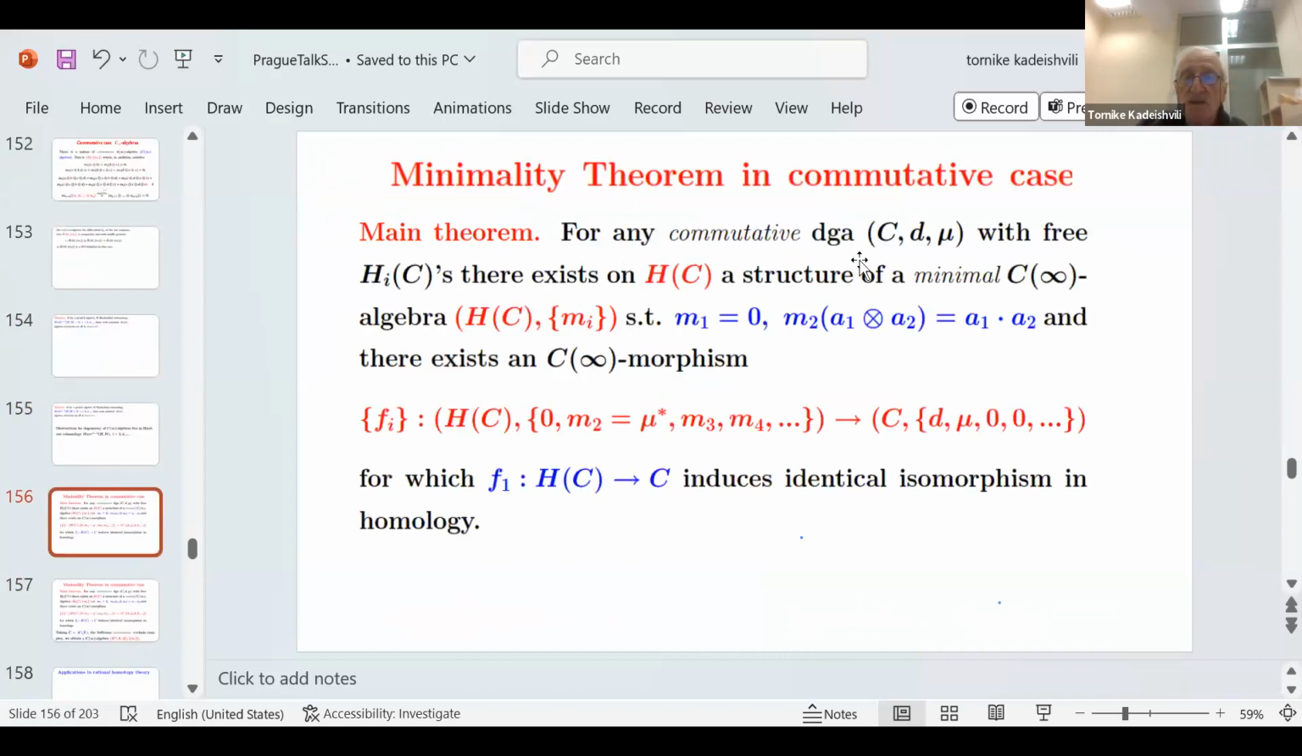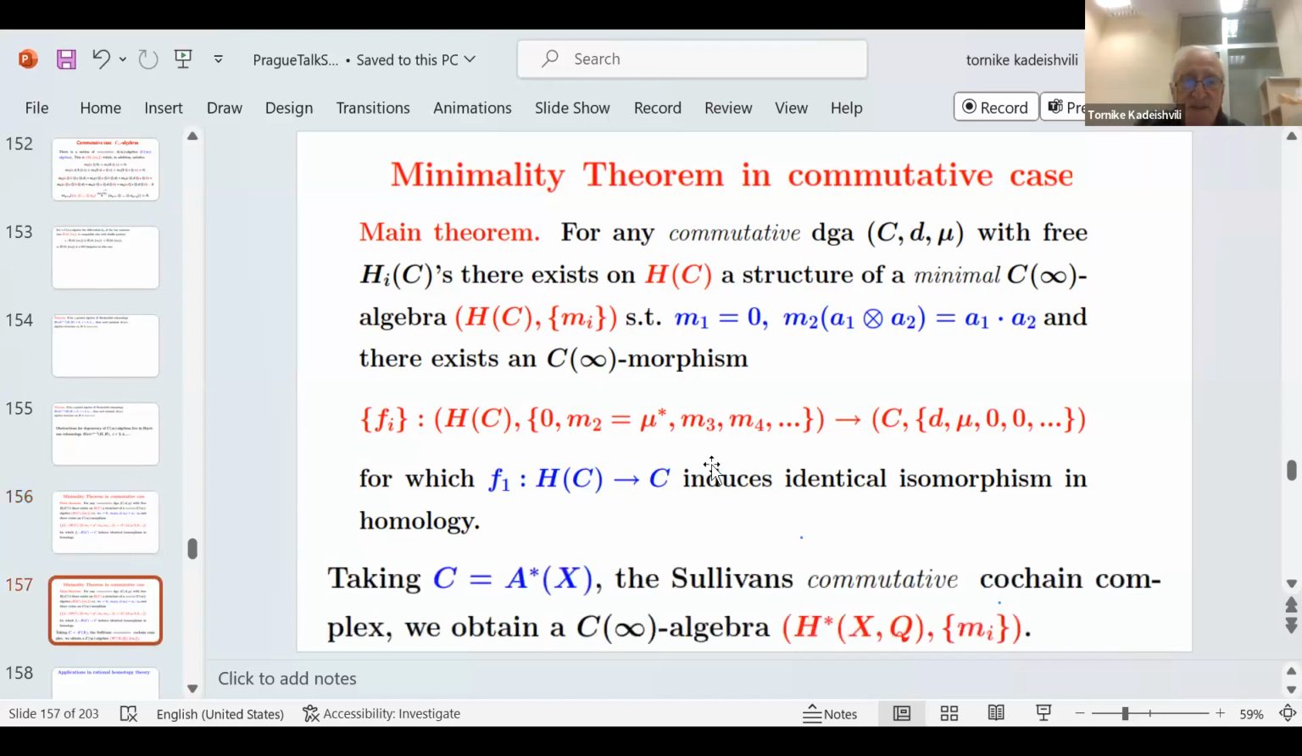Minimality theorem. If the starting differential algebra is commutative, then the infinity structure, which appeared by the previous minimality theorem, is not infinity only, it is C-infinity.